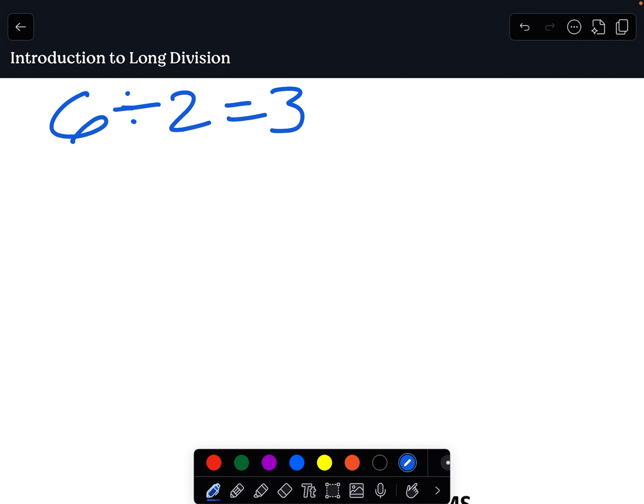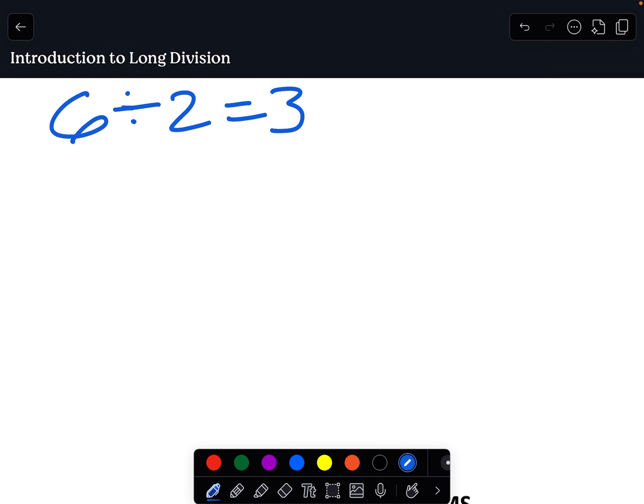Now, just like multiplication, when we're working with larger numbers, with long division, there are different methods to solving long division problems. In this video, we are going to do standard algorithm long division, which is one way to solve a long division problem. I have another video on partial quotients, which is another way. And I also have another video on box division, which is another way to do long division. But right now, we're only going to work with the standard algorithm for long division.